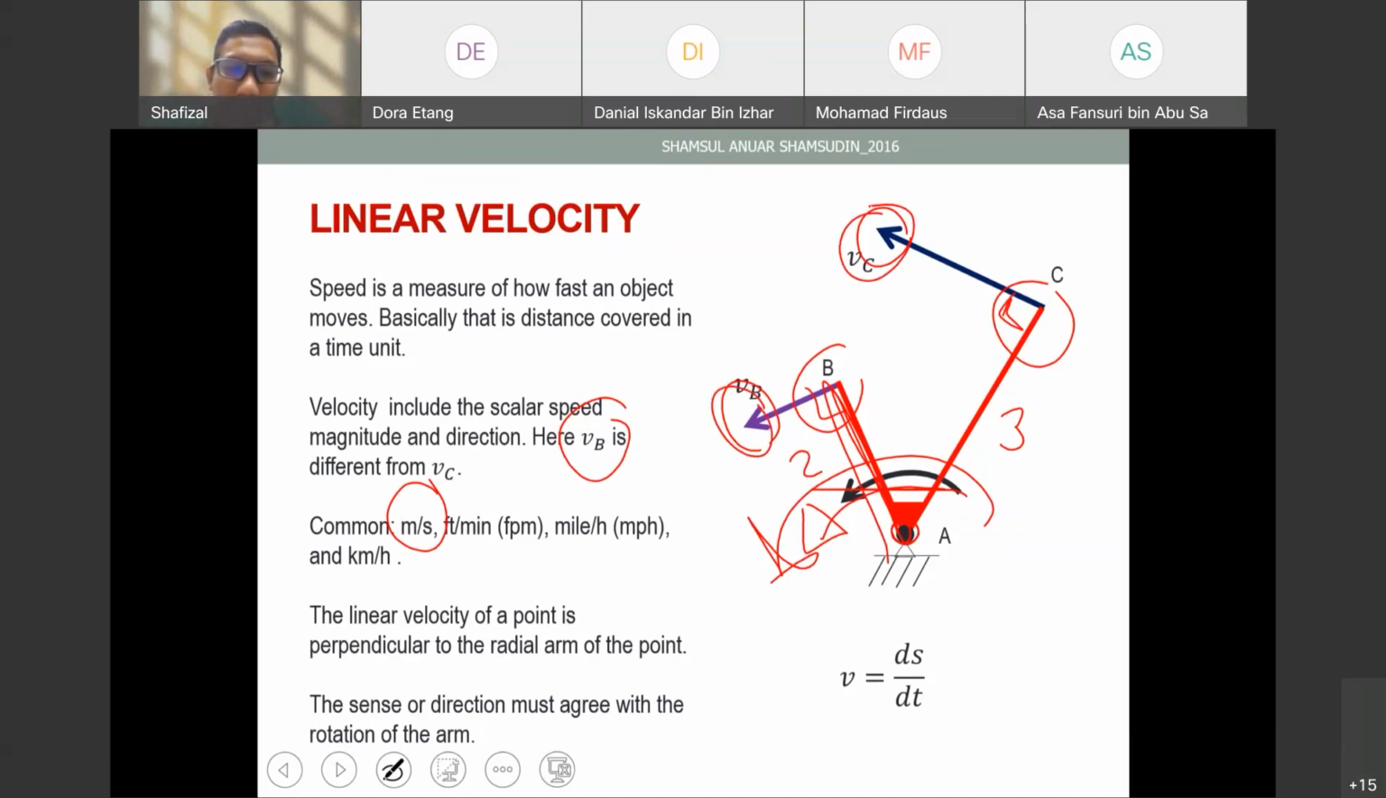Now, we know that velocity is the change in distance, so we can put it as ds. We take the differentiation: ds over dt, where dt is the change in time. So velocity is ds over dt, the change in distance over the change in time.